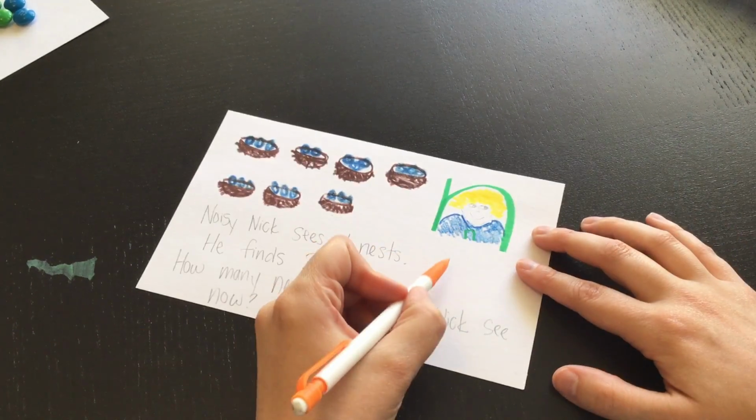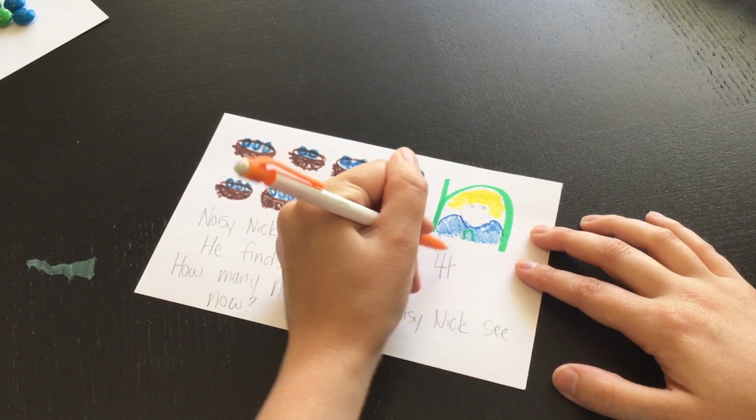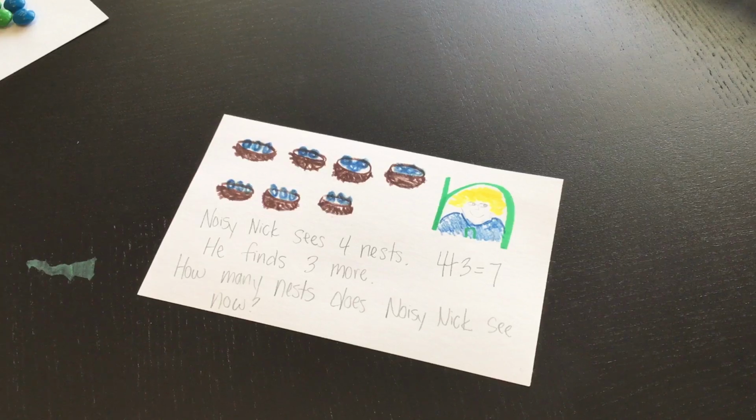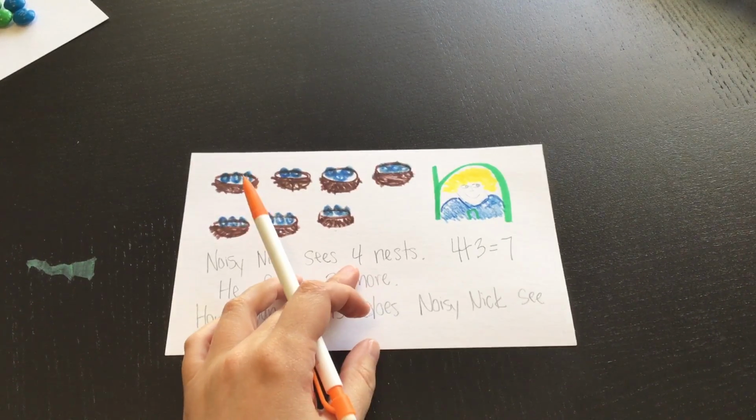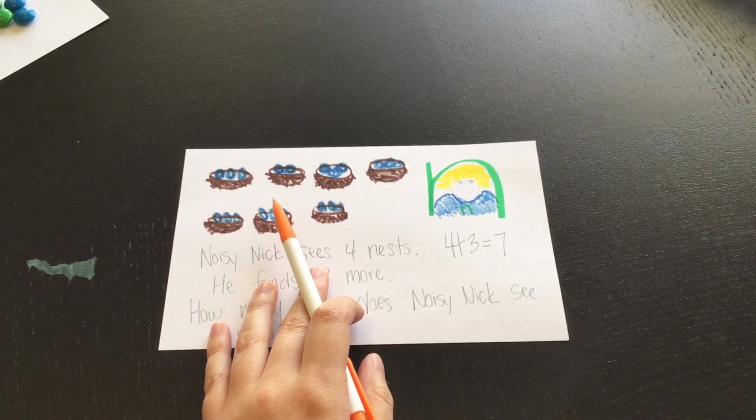So what is my number sentence for here? 4 plus 3 equals 7. Does that make sense? My picture should be clear enough that I can figure out the story problem that matches.